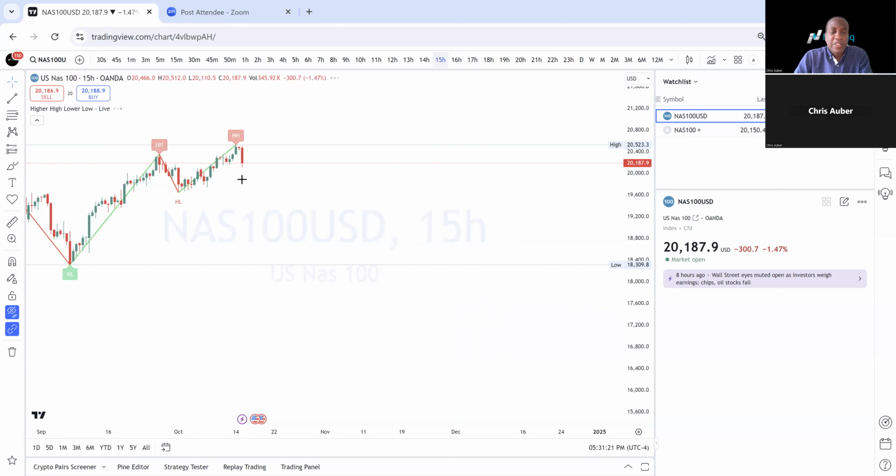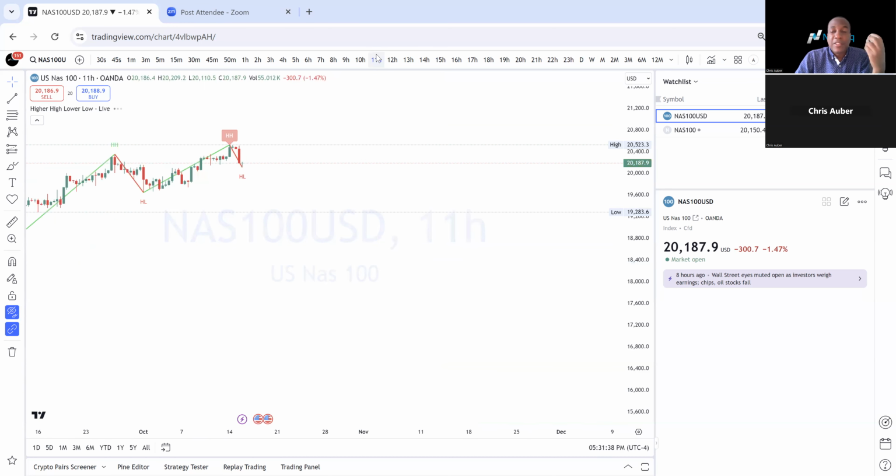So I'm now on my 15-hour. Still nothing. It's still making higher lows, higher highs. That's all I can see on my screen here. Higher lows, higher highs. On my 14-hour, same scenario. 13-hour, same scenario. 12-hour, same scenario.